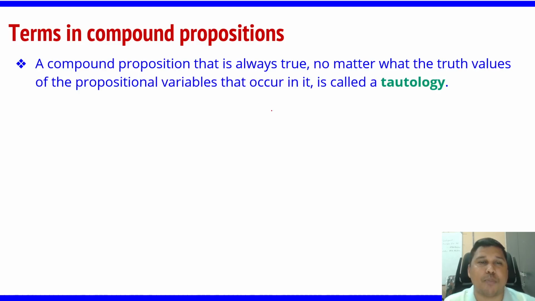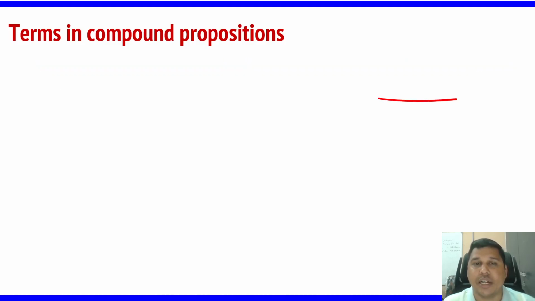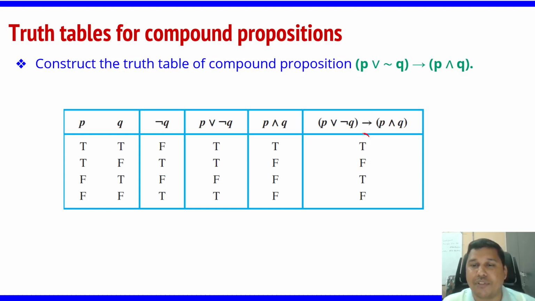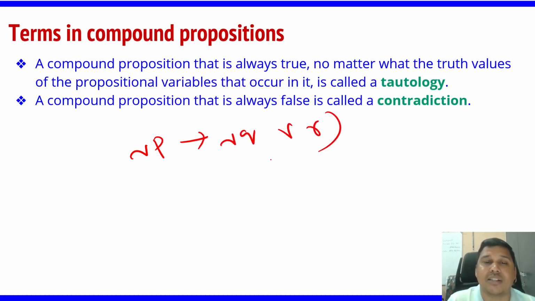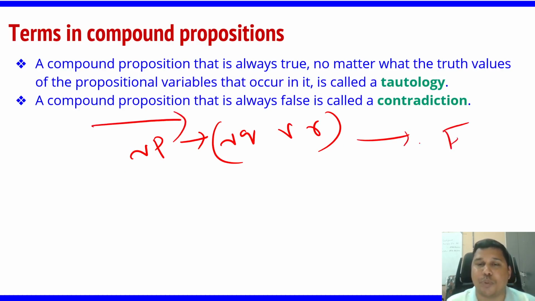So what are the different terms in compound propositions? When you have a compound proposition, if the final result is always true, then that kind of compound proposition is called a tautology. It means if you have the final results all as true, then such statements are called tautology. And if the final output is always false, it is called a contradiction. It means in a lengthy expression like minus P implies minus Q or R, if I give any input and it always gives false as the output, then that kind of statement is called a contradiction.